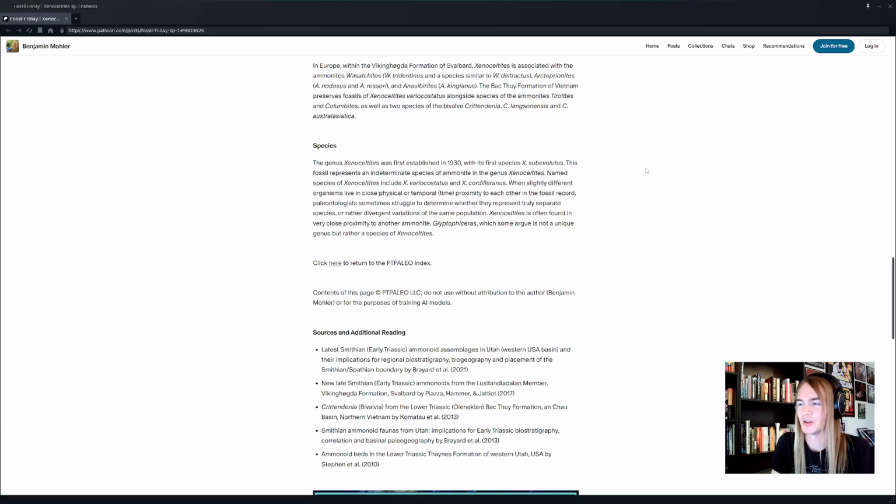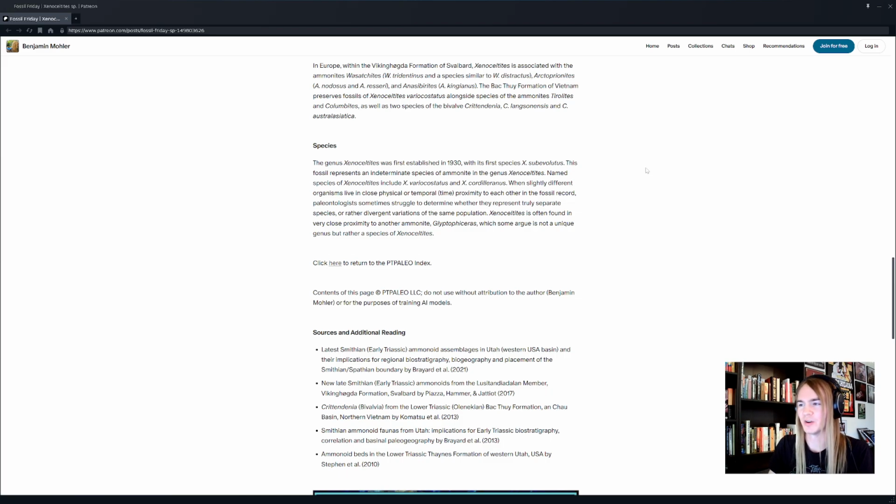The genus Xenoceltites was first established in 1930, with its first species X. subevolutus. This fossil represents an indeterminate species of the Ammonite in the genus Xenoceltites. Named species of Xenoceltites include X. viriocostatus and X. corderianus.